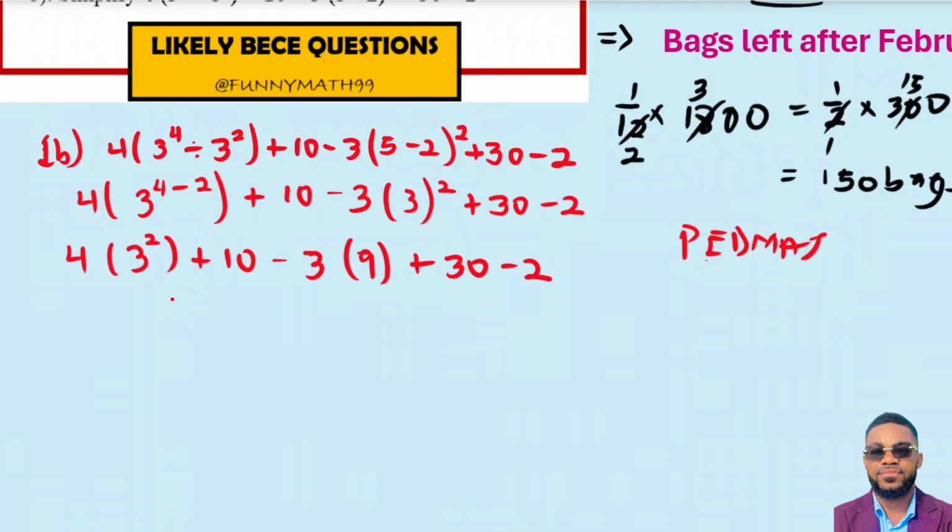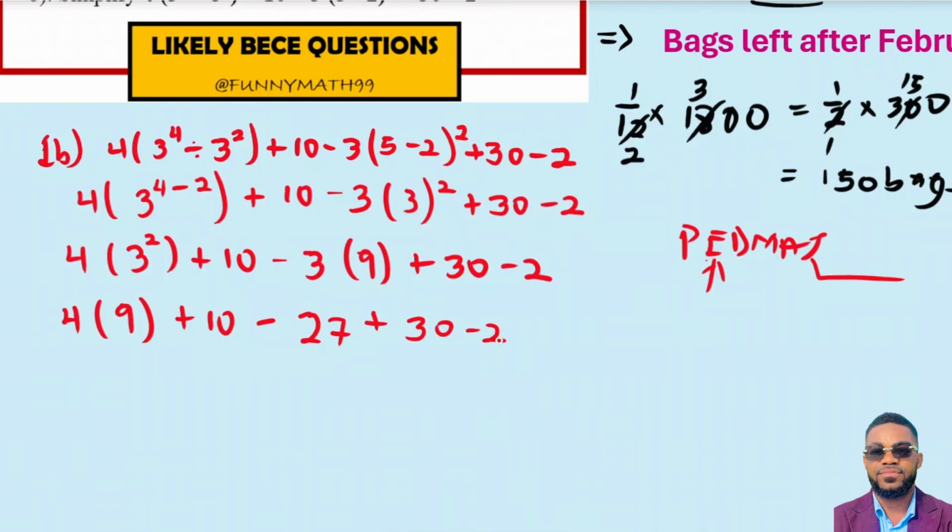We can still simplify. Now we can move on to the exponent to simplify this exponent. So that's going to be 4 into bracket 3 exponent 2 is going to be 9. So you see, I didn't multiply this 4 by 3 to get 12. The moment you do it like that, it means you didn't use the correct order of operation. So you have to simplify exponents before you do multiplication. So that is why I didn't multiply this 4 by 3. Take note of that. So now I have 4 times 9 plus 10 minus, you see, here I can multiply this 3 by 9. So that's going to be negative 27, and we have the negative sign there already. So you have plus 30 minus 2.